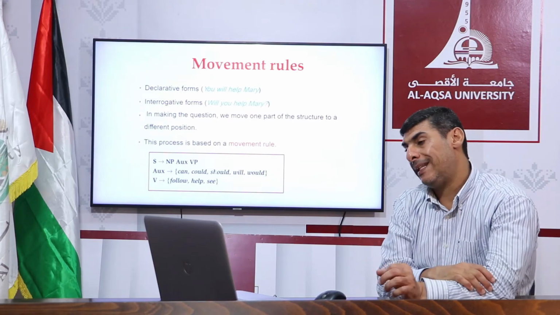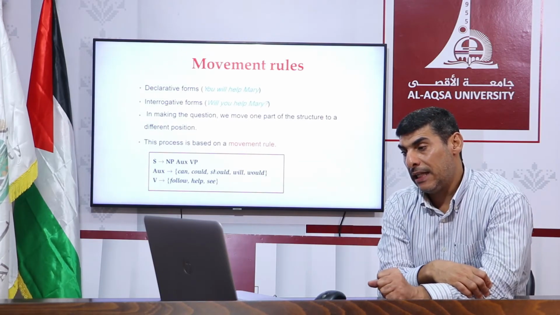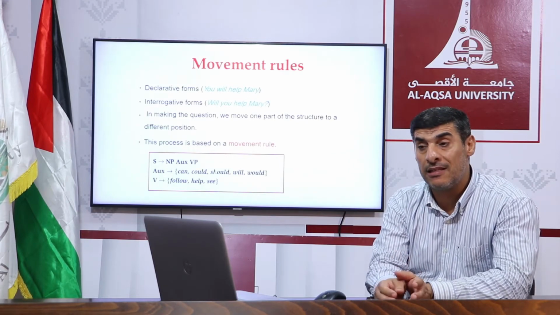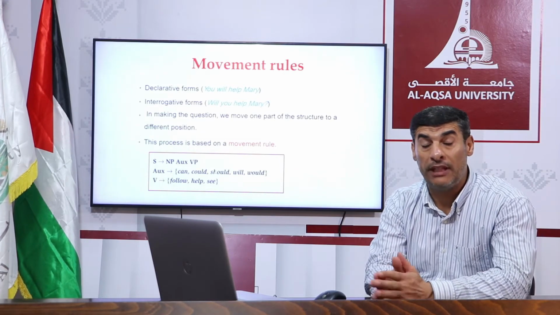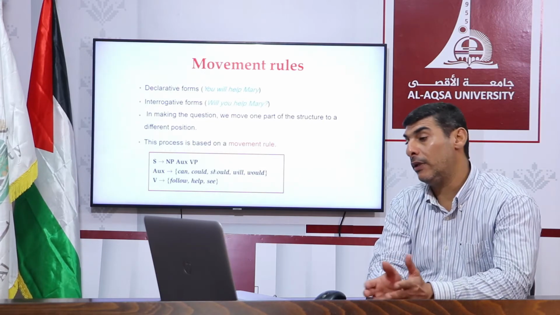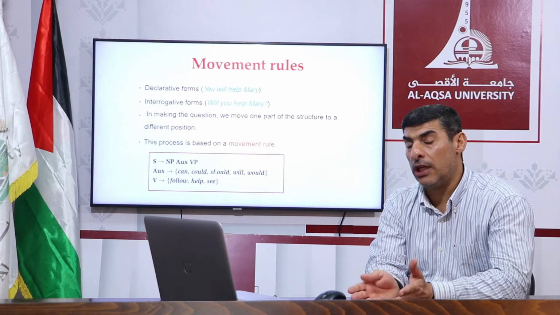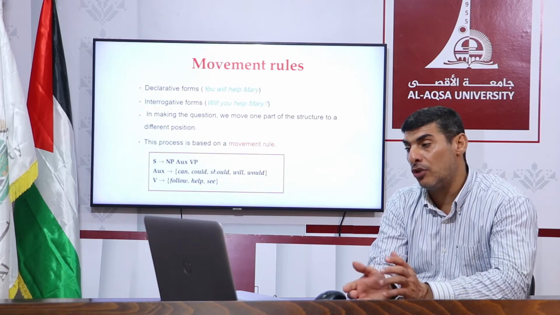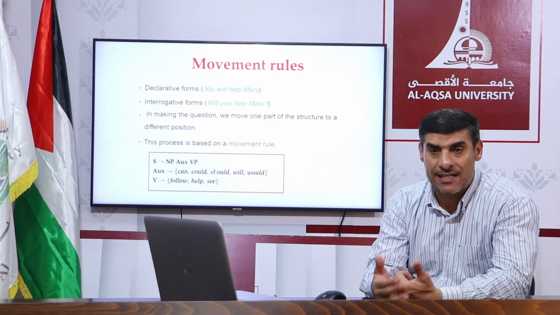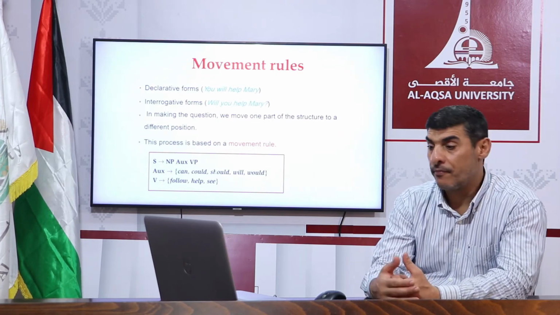Movement rules, declarative forms. A declarative form, or declarative sentence, is a sentence that has a complete meaning, a complete thought in itself. You will help Mary. You will come tomorrow. You will do your job. You are a teacher, and so on. So a declarative statement or declarative sentence is a sentence that declares something.